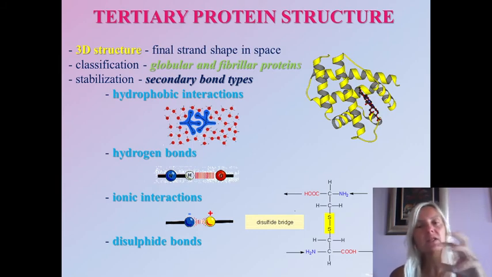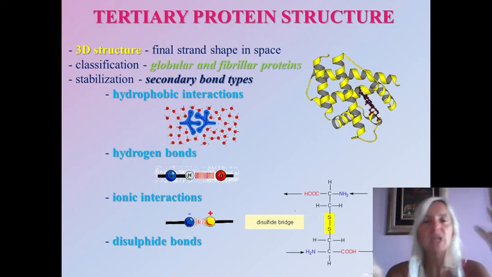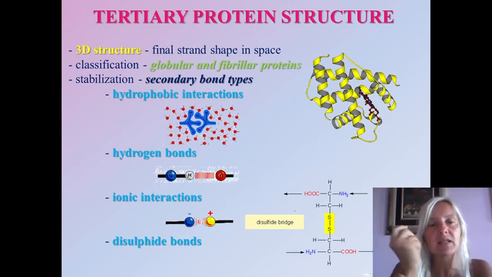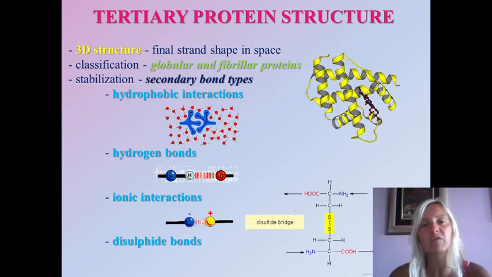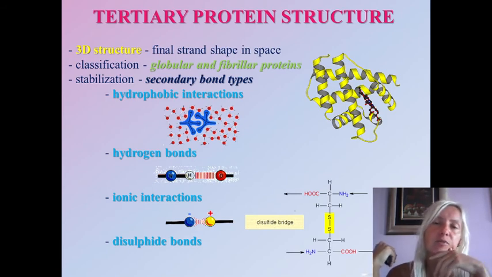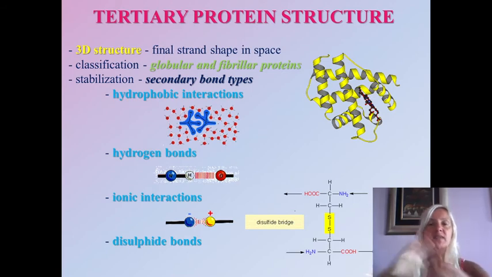So the final three-dimensional structure, the space orientation of that strand in space, is described by tertiary protein structure. According to the general shapes of protein molecules, they can be classified into globular and fibrillar proteins, depending on whether they tend to form globular structures or fibrillar structures. And of course, like with the previous type of protein structure, we have to stabilize this structure and prevent unfolding of the shape of the molecule.